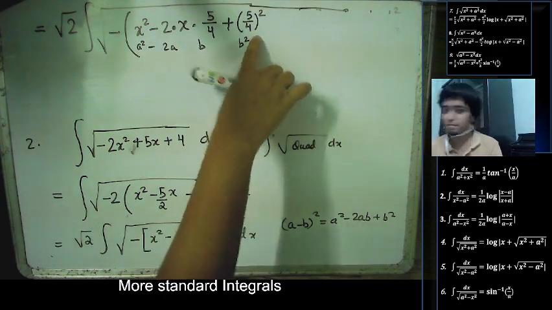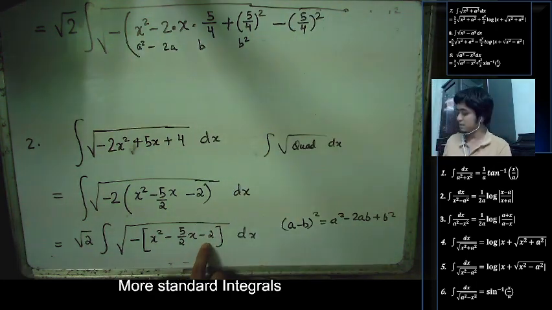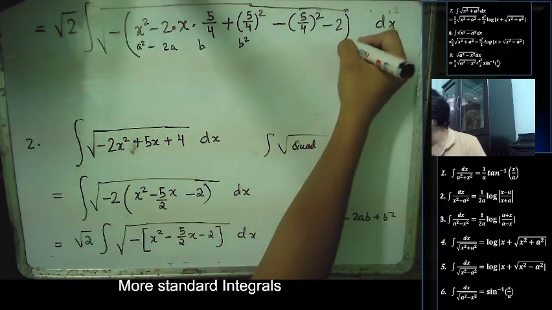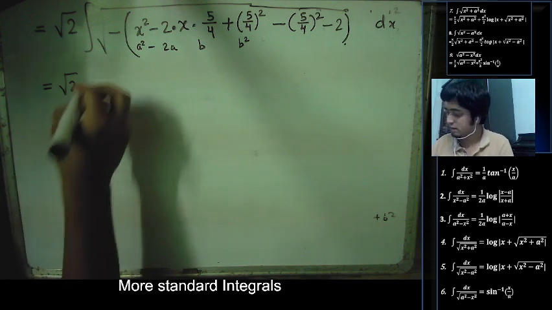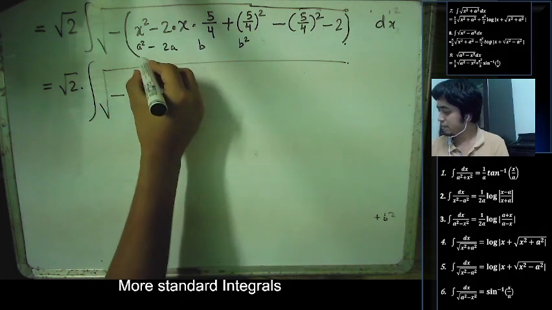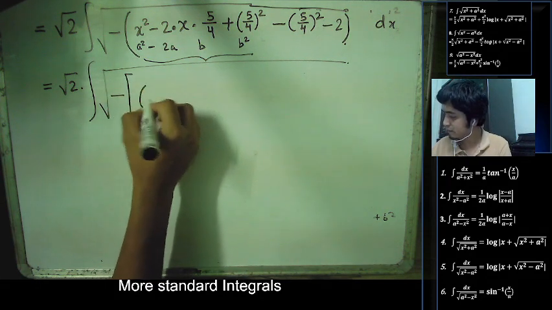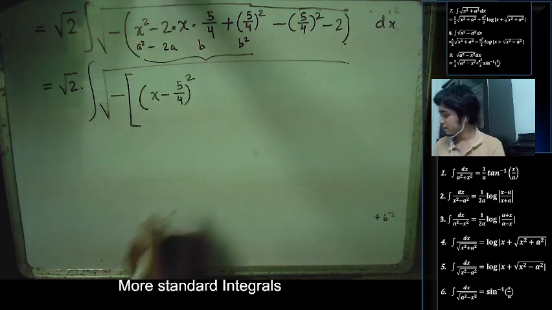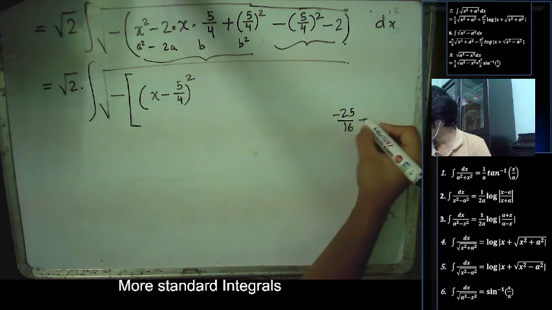So this is an extra term. I have added it. Now I will subtract it. But also there is this minus 2. So minus 2 dx. So root 2, again I'm having the square root minus. So from here to here, I can combine it, and I will be having x minus 5 by 4 whole thing square. And this one, if you simplify, you will be having minus 25 by 16 minus 2.